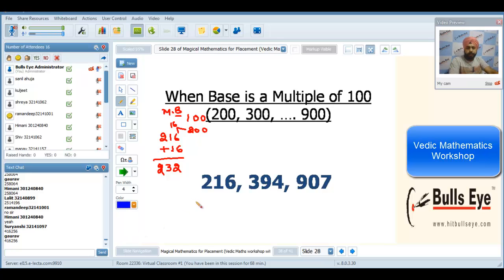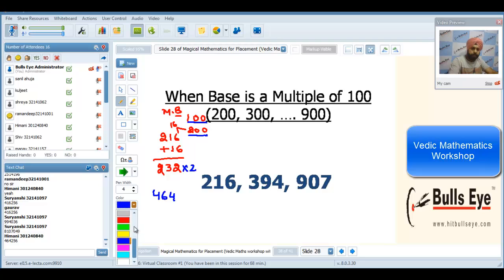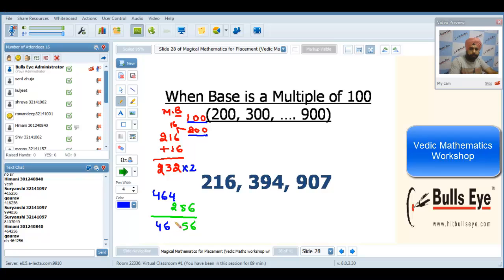Now matter doesn't end here, students. After adding, what you have got is 232, but your base is 2 times the main base. So what you do is you multiply this by 2 to get 464, and this is the left hand side. Now right hand side you need to place the square of 16, which is 256, but it contains 3 digits. Mind it, students, you can only place 2 digits on the right hand side, and the answer to this will become 46656.